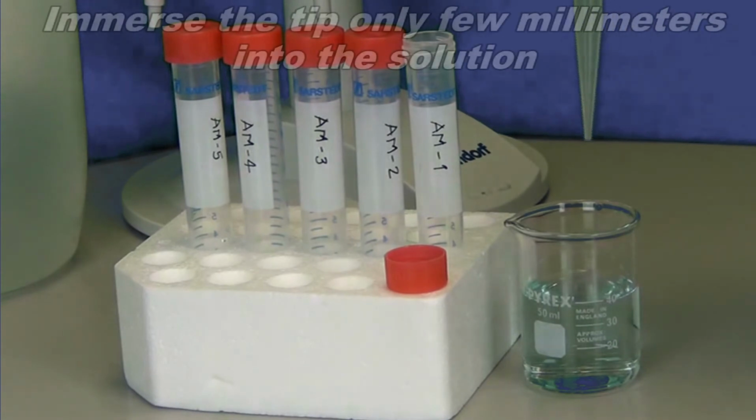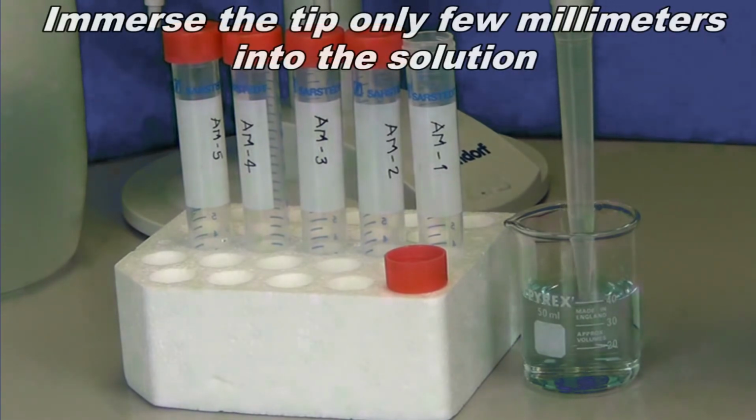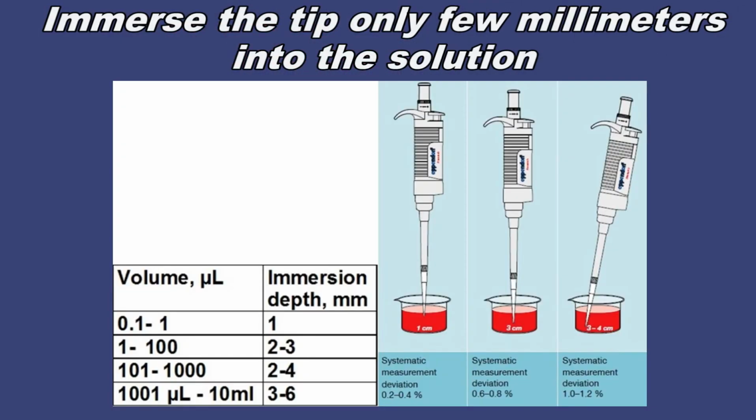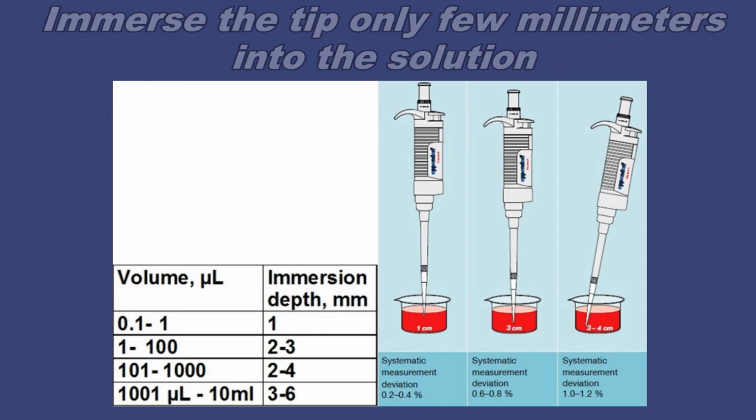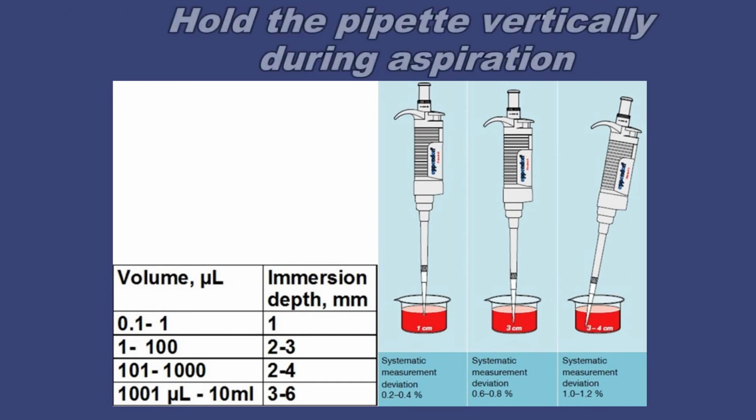Immerse the tip only a few millimeters into the solution. If the tip is immersed too deeply into the liquid, small drops form on the outside, falsifying the dispensing volume. If the tip is not immersed deeply enough into the liquid, turbulence is produced, aspirating an incorrect volume of liquid.